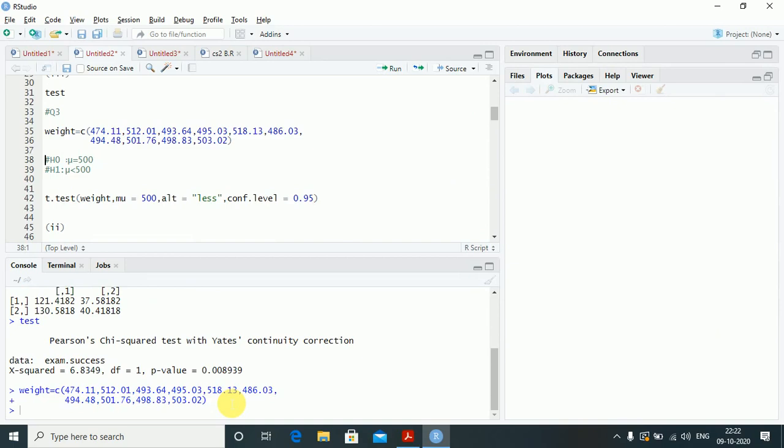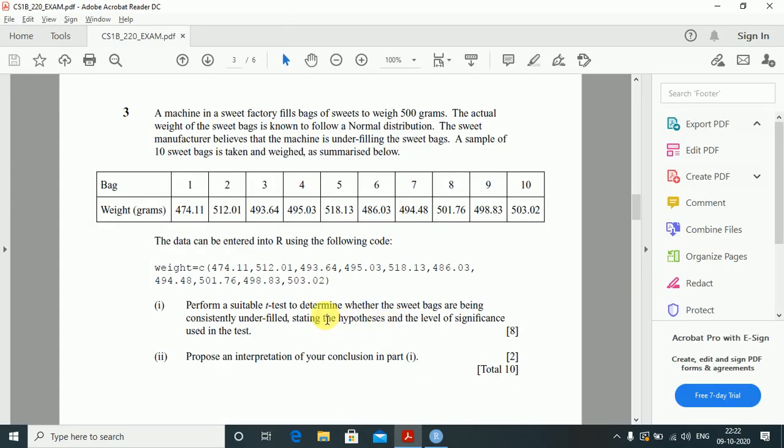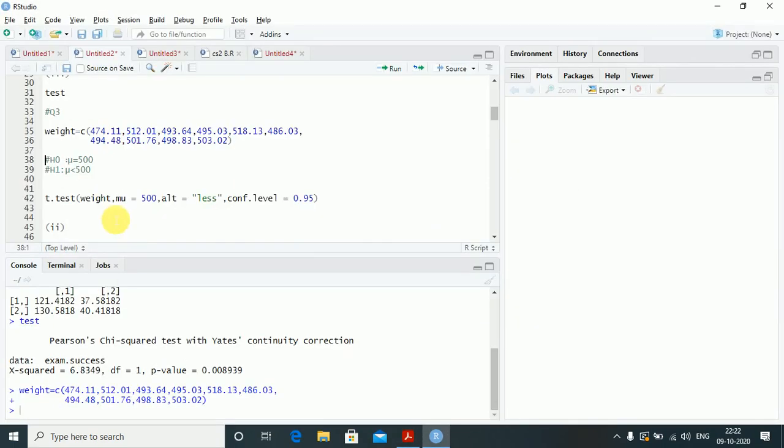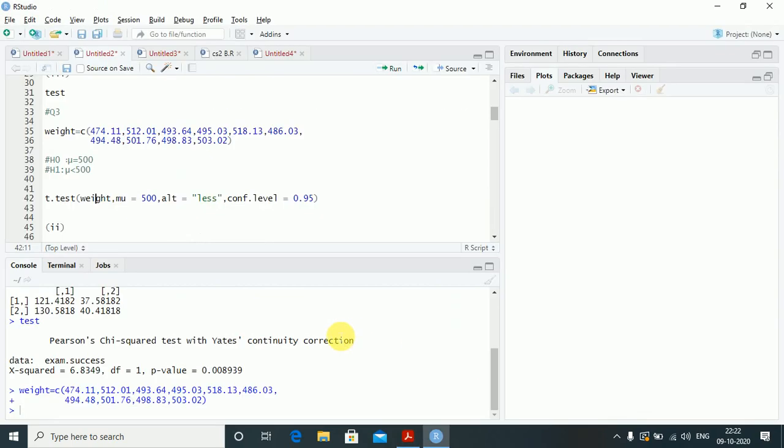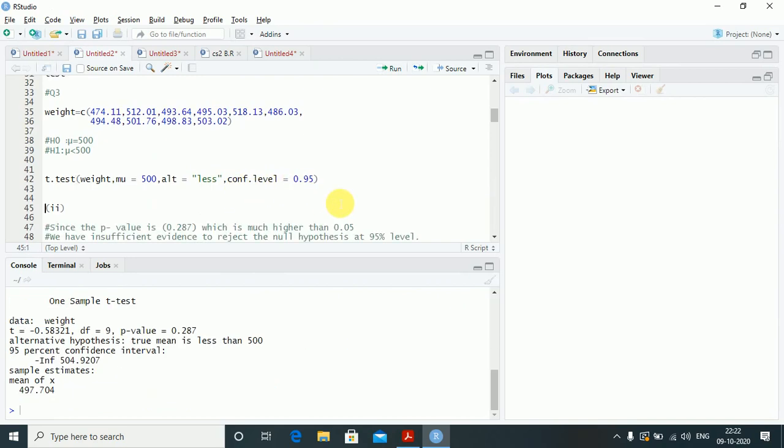Your H0 is whether your mean is equal to 500, or the mean is less than 500. Here if you do the t.test, it is weight and then mu is equal to 500. The alternative hypothesis says it is less than 500. So we use alternative equal to "less", and the confidence interval is 95%, and you run this. When you run this, you get these test values.